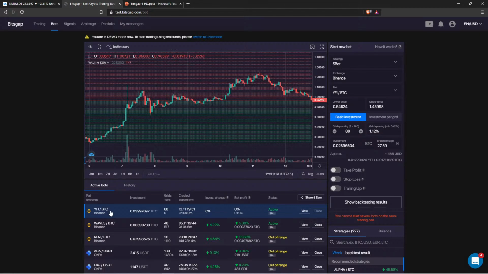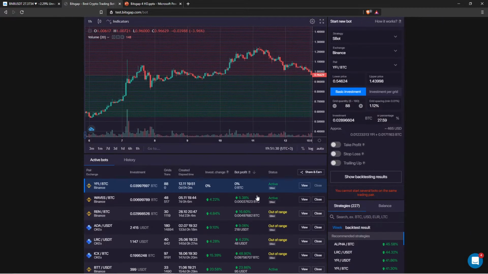So here's our UFI trading to Bitcoin, and that's the grid amount we have, the investment. All the information we need is here: investment change and the bot profit. Many traders that have been using Bitsgap for quite a long time even got frustrated about the difference between the investment change and the bot profit.